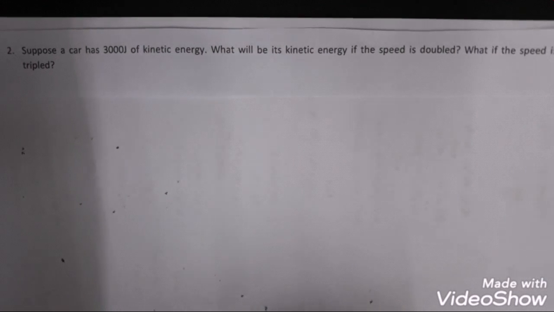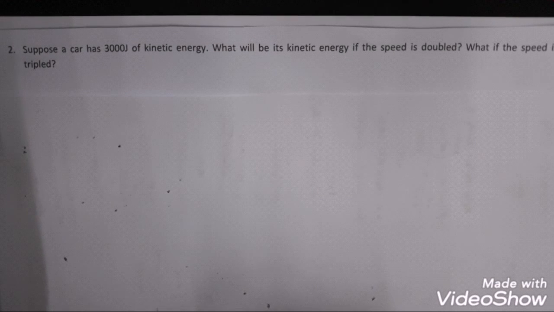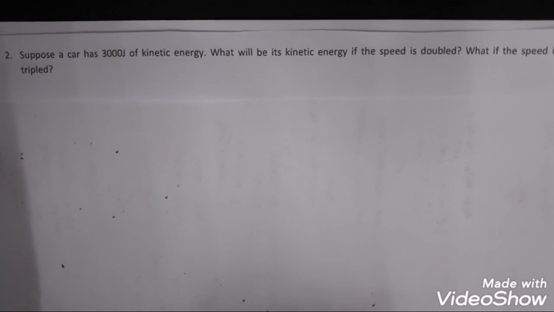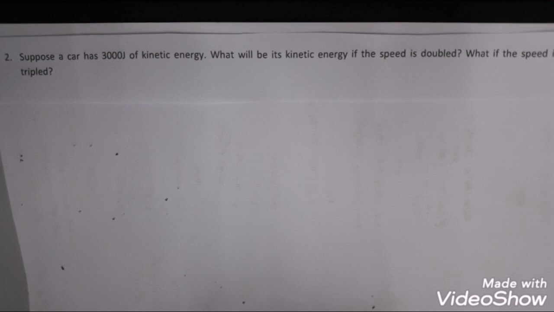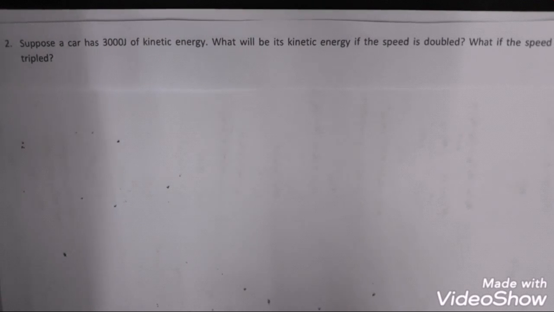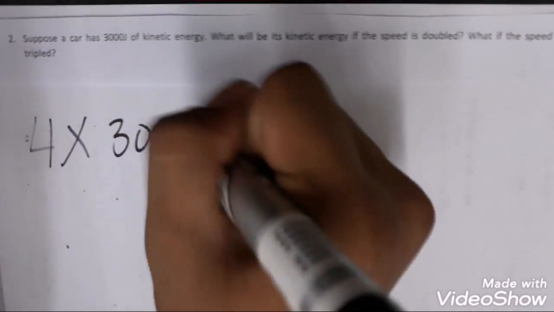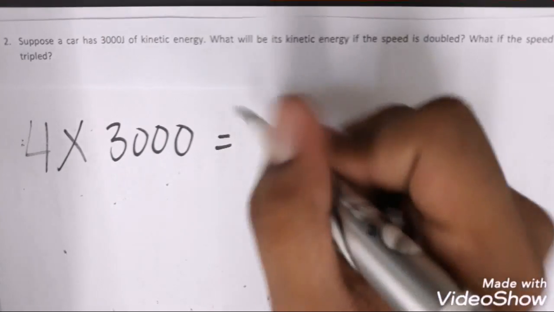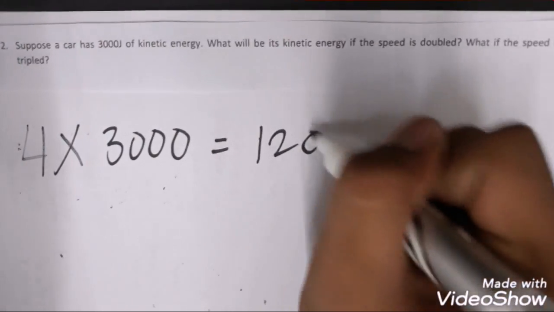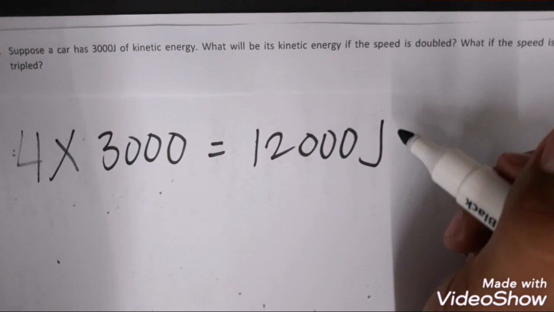Suppose a car has 3,000 joules of kinetic energy. What will be its kinetic energy if the speed is doubled? And what if the speed is tripled? We already proved in the kinetic energy lesson that whenever the speed is doubled, the kinetic energy is quadrupled, or 4 times as big. So 4 times 3,000 equals 12,000 joules.